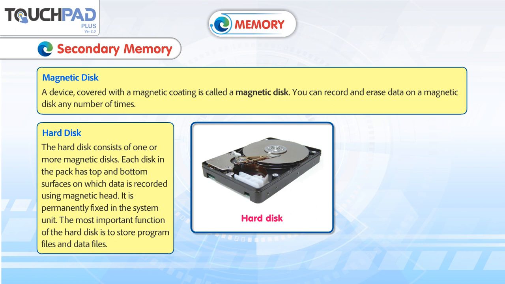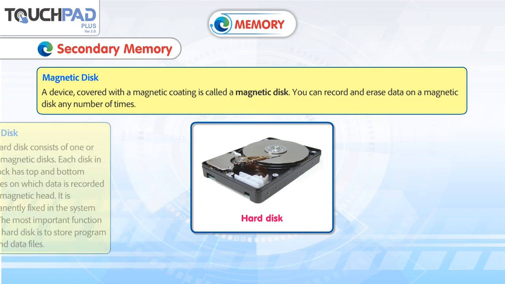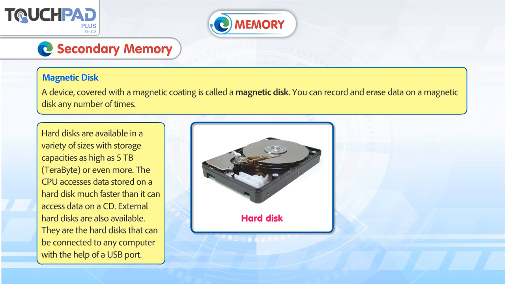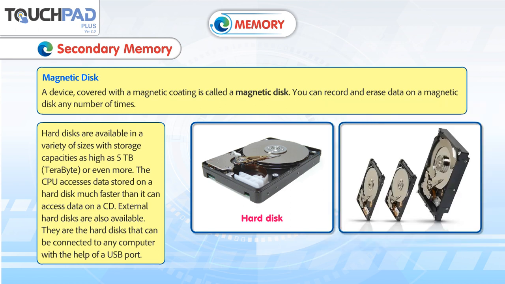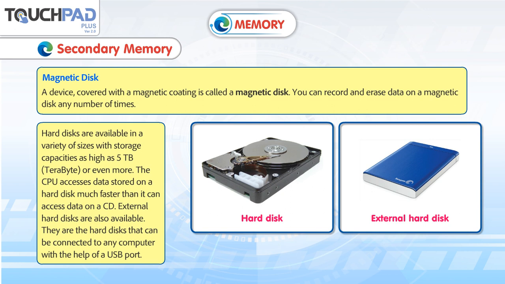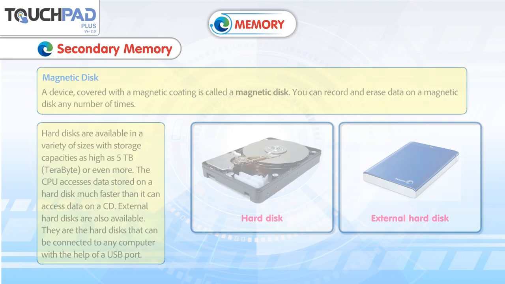The most important function of the hard disk is to store program files and data files. Hard disks are available in a variety of sizes with storage capacities as high as 5 TB, that is terabyte, or even more. The CPU accesses data stored on a hard disk much faster than it can access data on a CD. External hard disks are also available. They are the hard disks that can be connected to any computer with the help of a USB port.